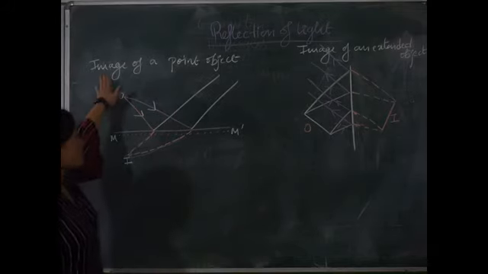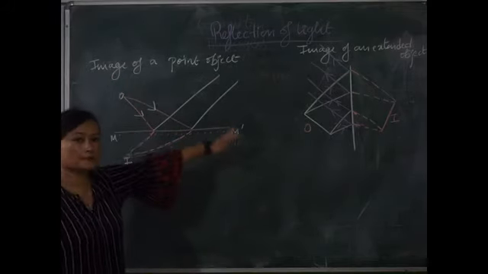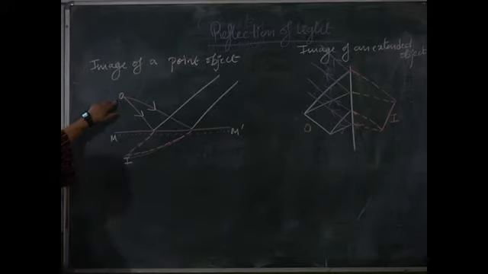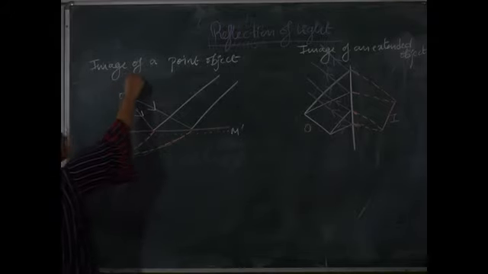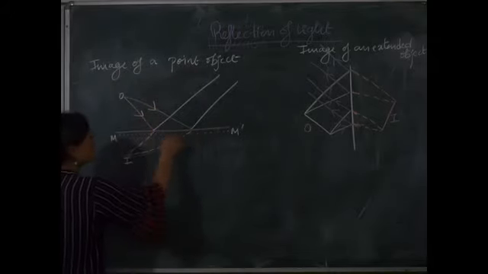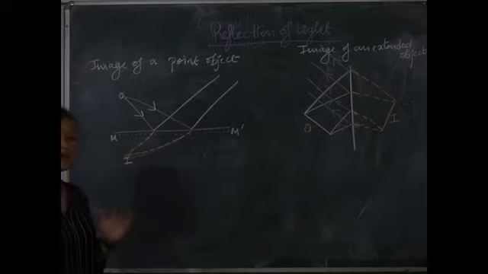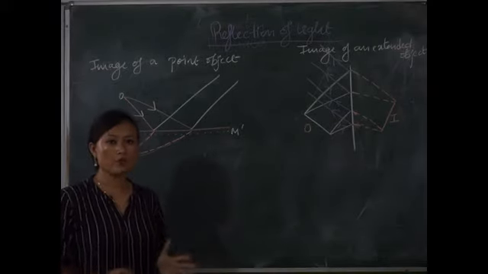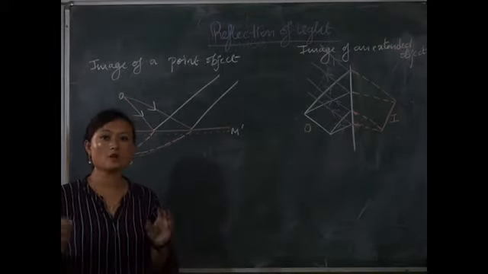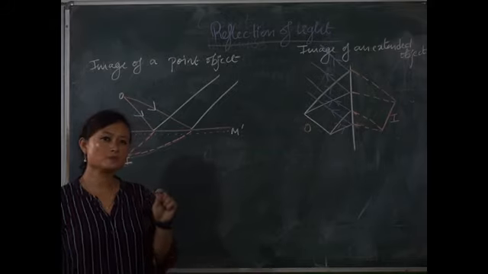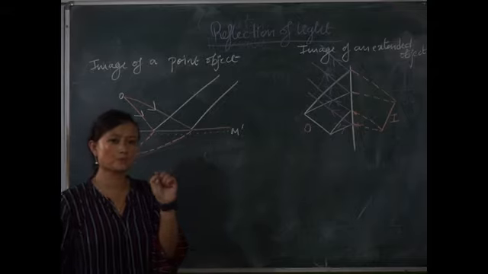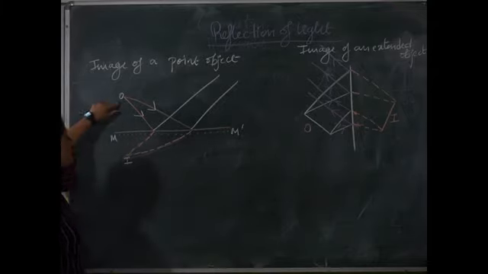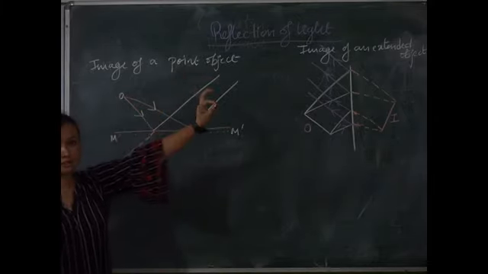Now, what kind of image is formed on a plane mirror? A point object. A source of light comes from a point object. This is the image of a point object on a plane mirror. So how is the image formed on a plane mirror for a point object? Point object means a very small, very minute object, which we can consider to be a point or a dot.